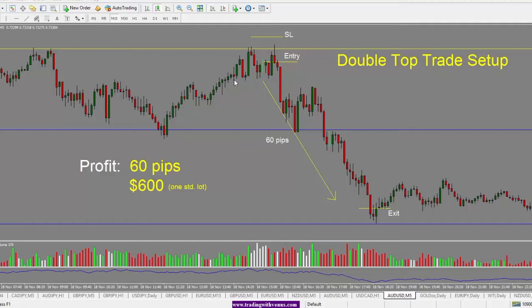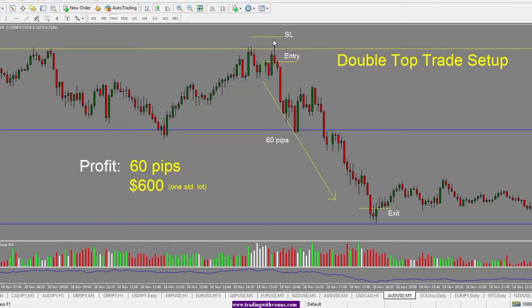So just to recap here, this is a double top trade setup. We are looking for a double top formation. That means price goes and tests a support and resistance once, bounces off of that, goes and tests the same level the second time around and fails to break through. So it holds below the support and resistance level.